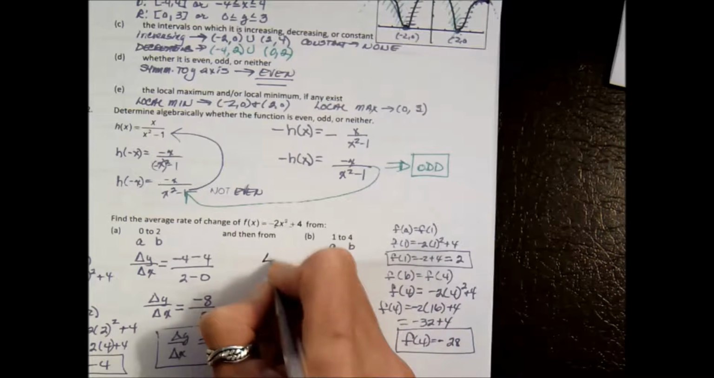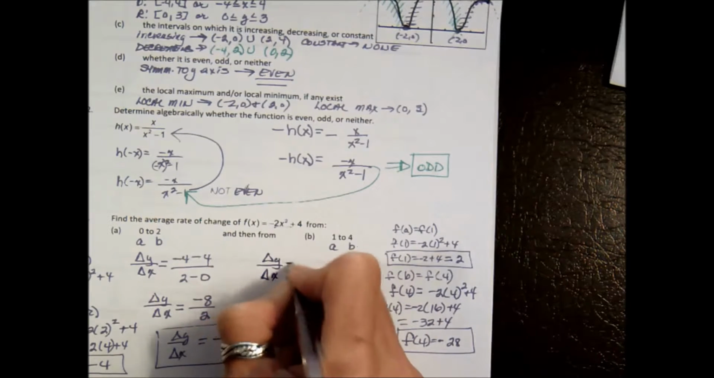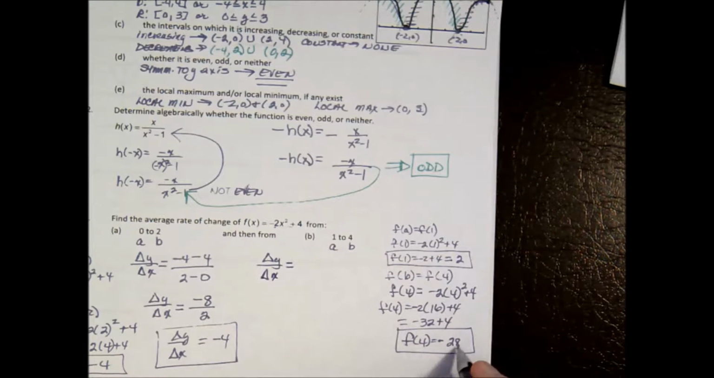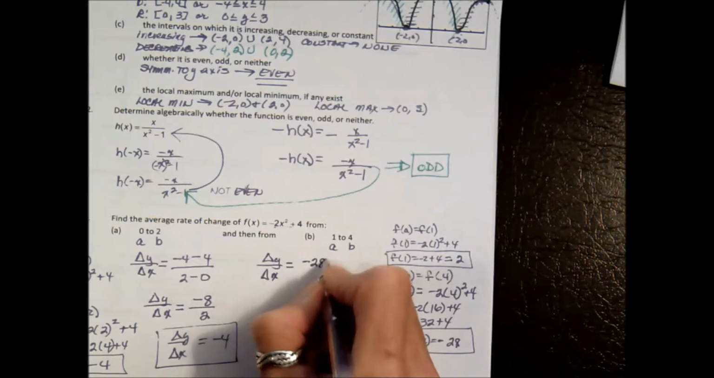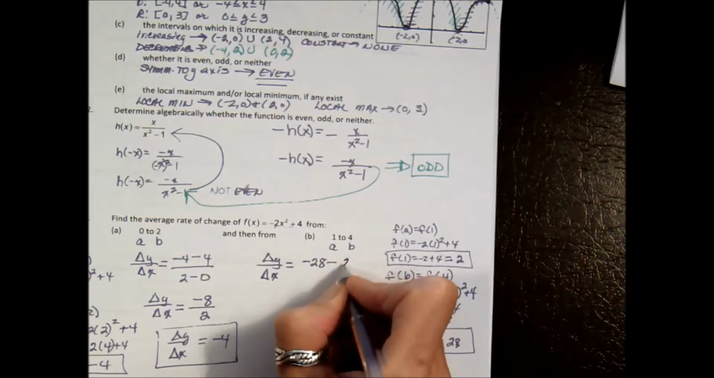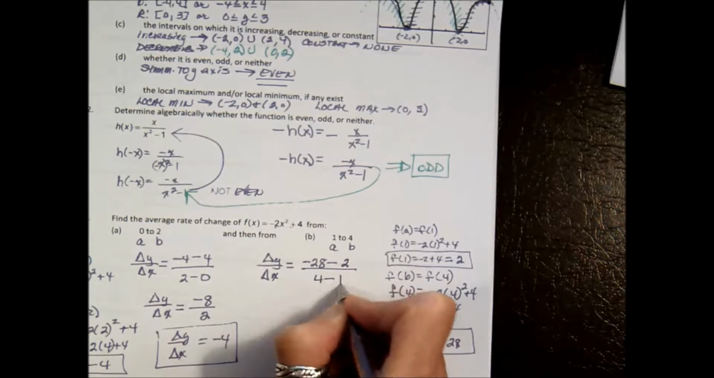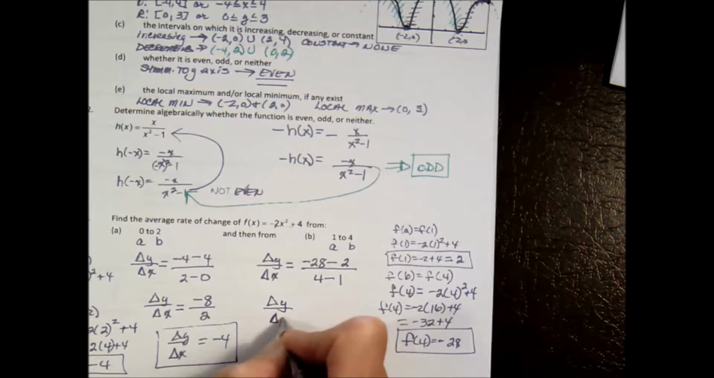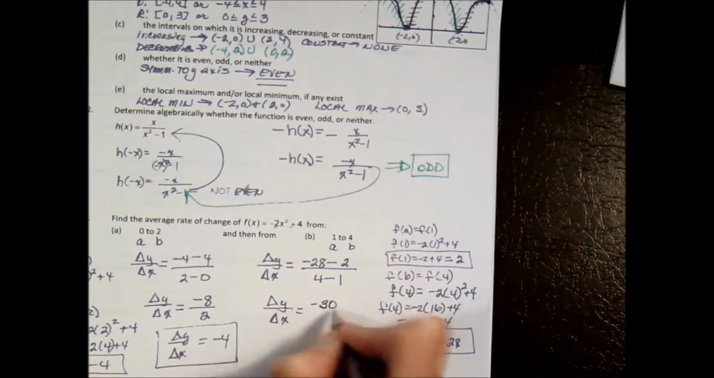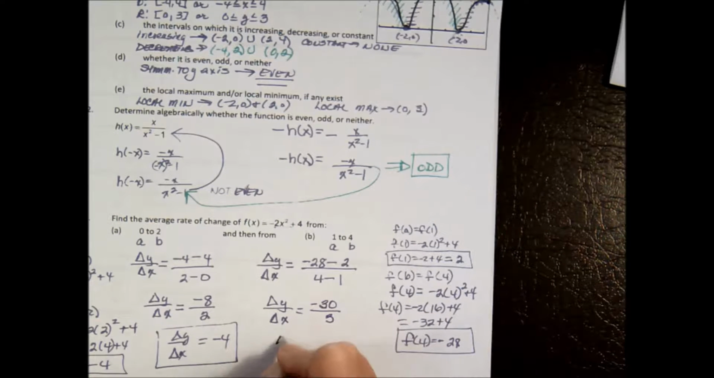So delta y over delta x is equal to f of b minus f of a over b minus a. Delta y over delta x is equal to negative 30 over 3, that's a 3 by the way, not a 5, or delta y over delta x is equal to negative 10, meaning the slope of the secant line for this function between those 2 points is negative 10. It's steeper there, isn't it? This was negative 4, this was negative 10.